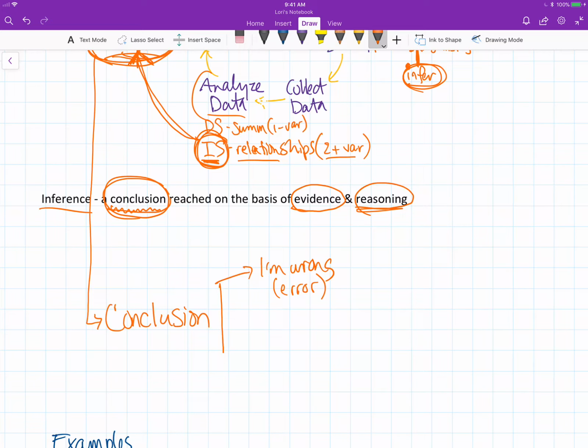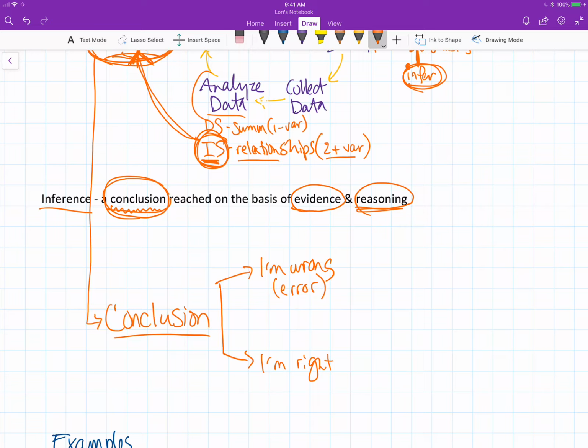We don't want to be wrong, but that is always a possibility. The other possibility, and this is what we're hoping for, is I'm right. I drew the correct conclusion. And there are a couple of conclusions that we can come up with hypothesis testing, but let me go one step further with the I'm wrong and I'm right.